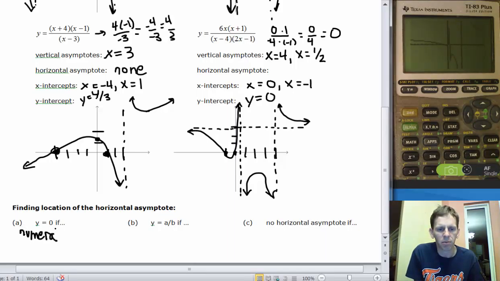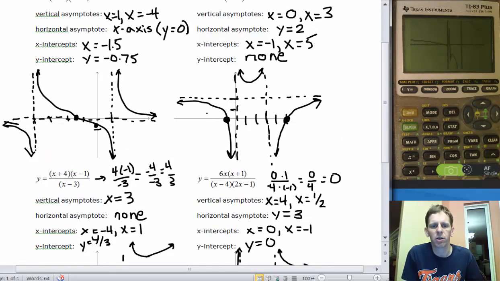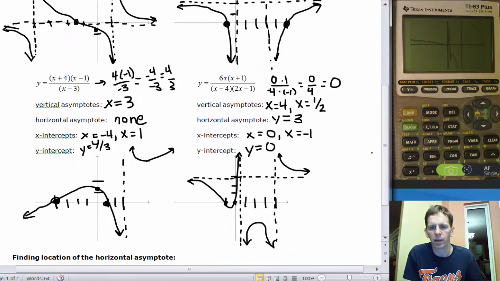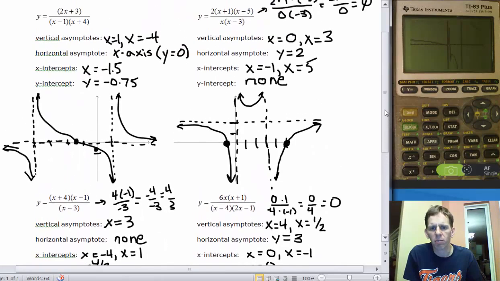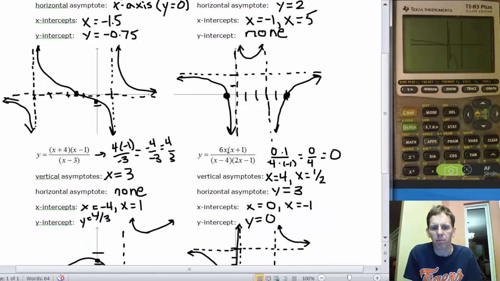In the second and fourth problems that we looked at, we had horizontal asymptotes that were not along the x-axis. This one had a horizontal asymptote of y equals 2. In the bottom, we had a horizontal asymptote of y equals 3. Where does this come from? Well, if you take the number of x's on the top and bottom of this fraction, you'll notice that there are 2 x's on the top and 2 x's on the bottom. The degrees are the same. There's the same number of x's on the top and bottom. And the same thing is true in the fourth problem. There were 2 x's on the top, 2 x's on the bottom.